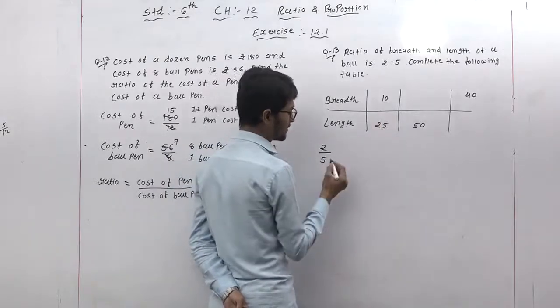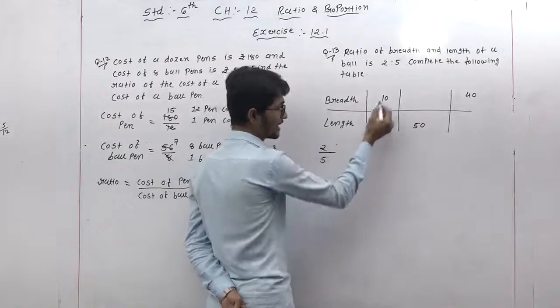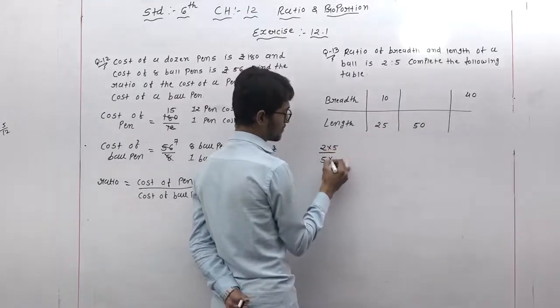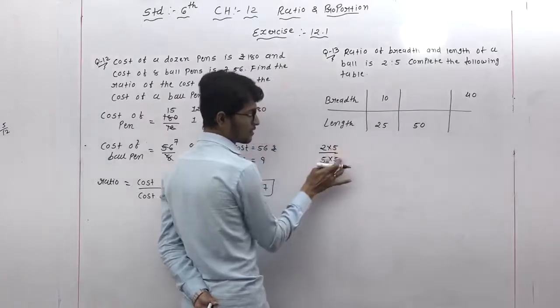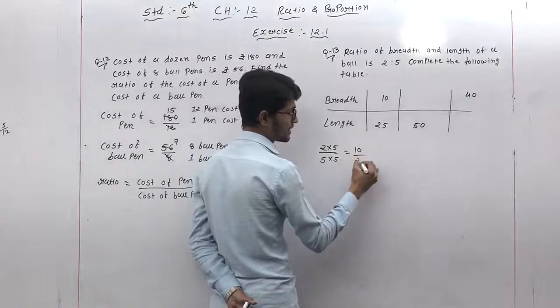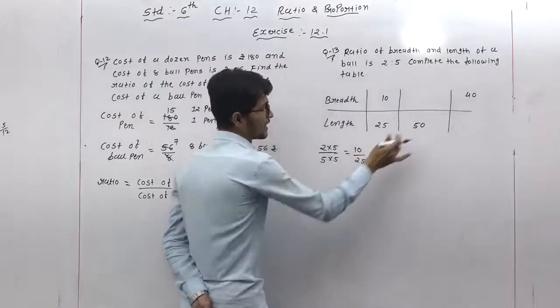Here 10 and 25 are given. So it means multiply by 5, multiply by 5. Numerator and denominator are both multiplied by the same number. It means our answer is 10 by 25. First one is clear. Now the next one.